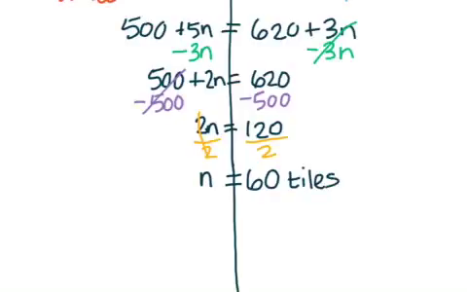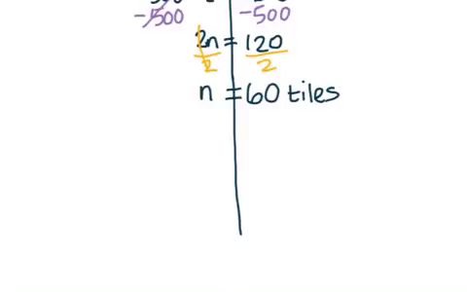So the other conversation that we have is, now we know how many tiles there are when the cost is the same, but how do we prove that that answer is correct? And so we talked about how we can plug that answer back into our original equations in order to figure out what the costs are and to make sure that the costs are in fact the same.